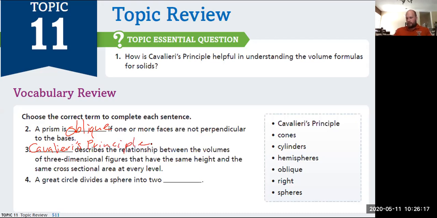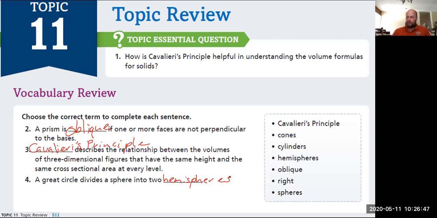All right, on number 4, a great circle divides a sphere into 2 hemispheres. Again, the great circle is the one that goes through the middle. There is a definition back in the section on spheres. So again, great circle, biggest circle in a sphere, and it's divided into 2 hemispheres.